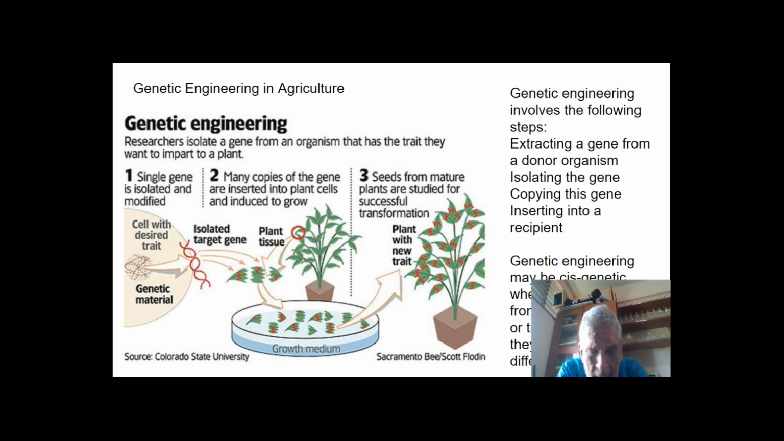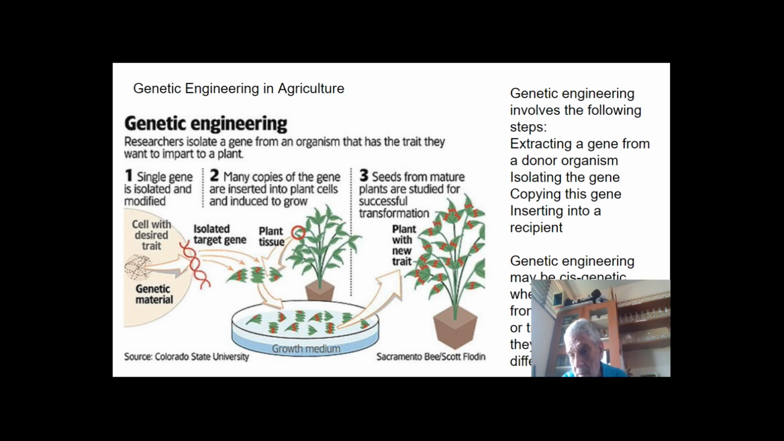We just get a bit of plant tissue, blend it up, centrifuge it, get the DNA, and then, what do we call it, send it through electrophoresis to isolate the relevant gene. Cutting with ligases and so on, we don't really need to go into. Then we make many copies of the gene and then insert it into a plant. And then seeds from a mature plant are studied for successful transformation.